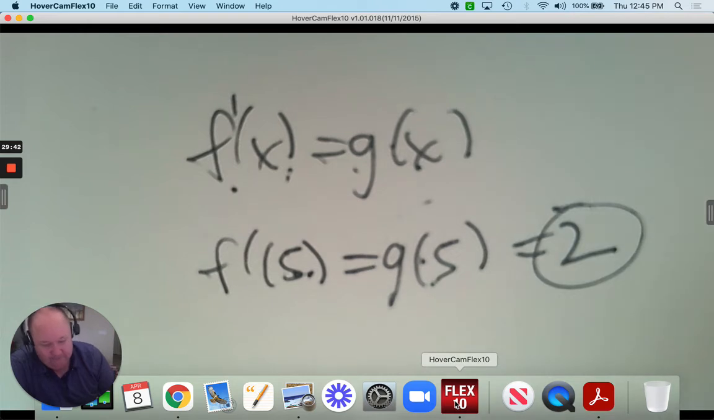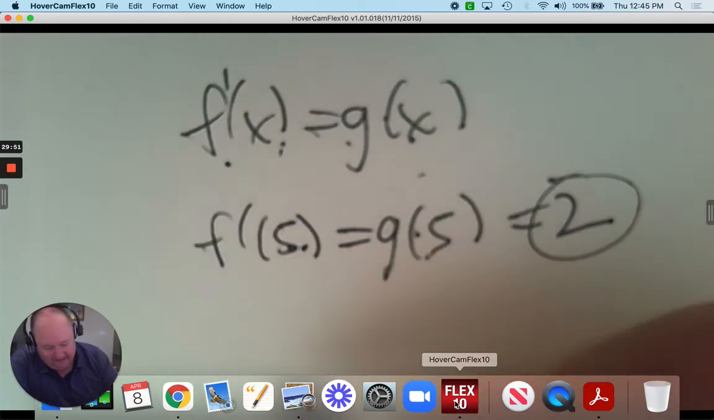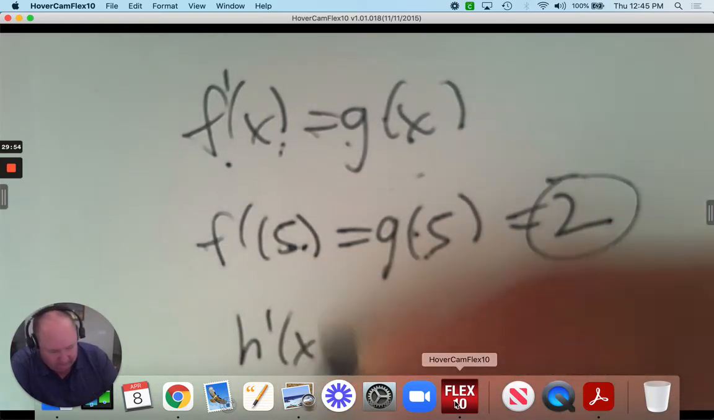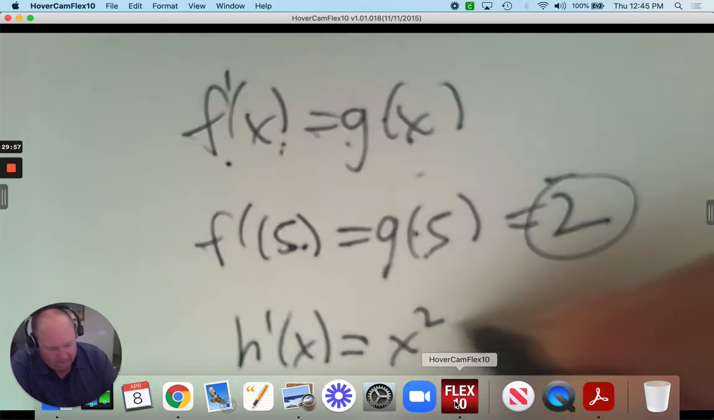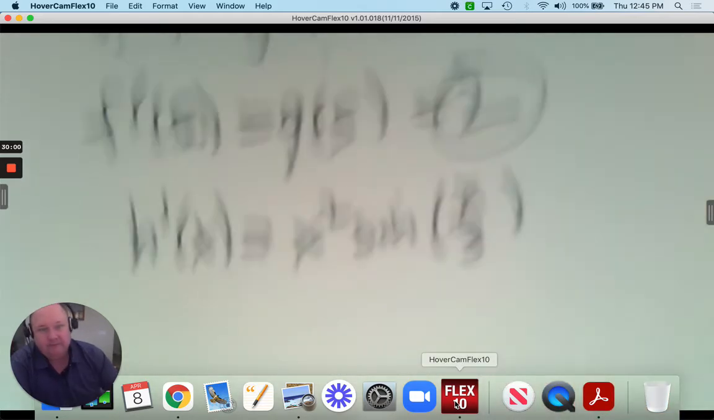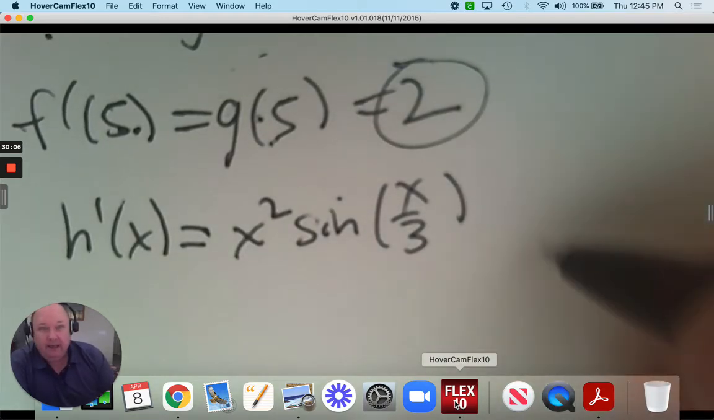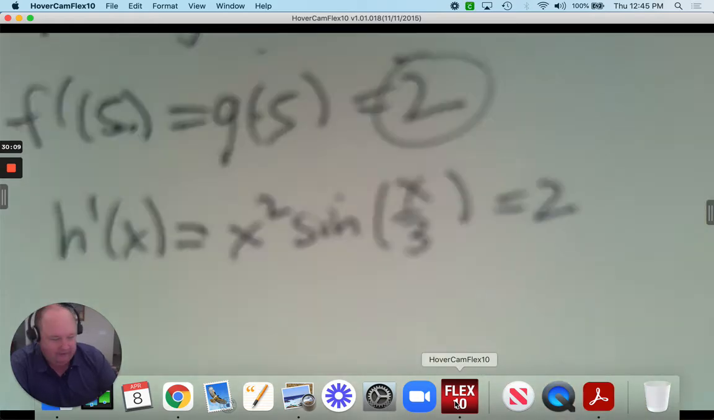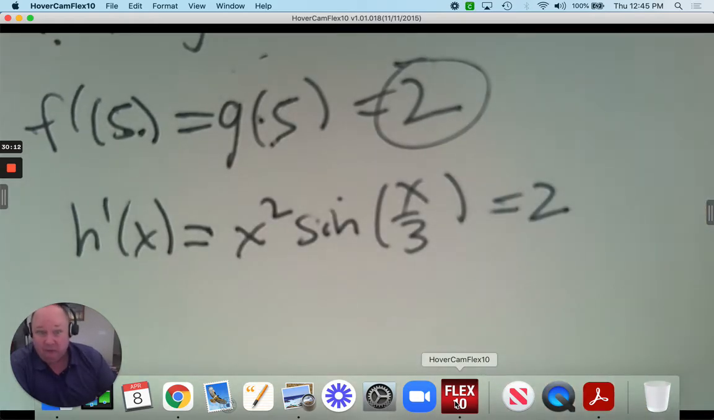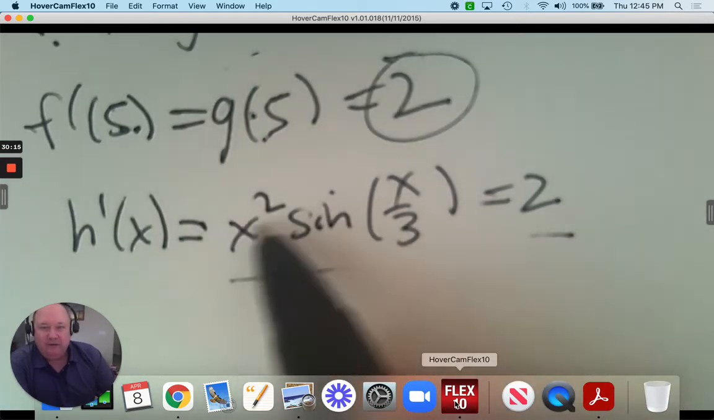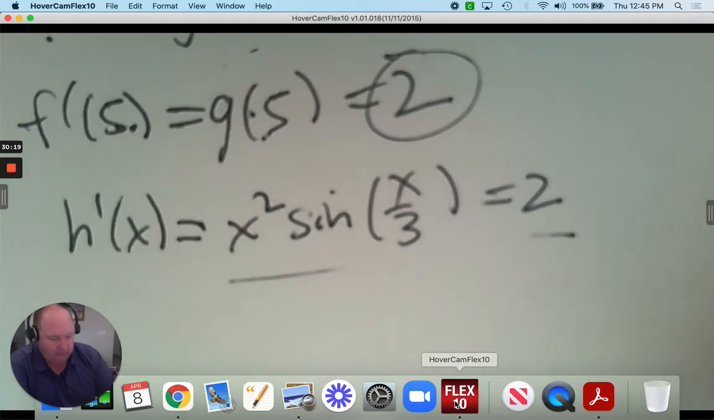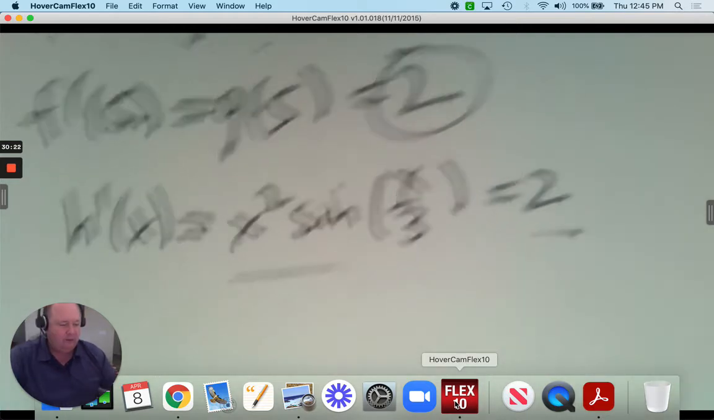Then it says h at x, or the derivative of h at x, is x squared sine of x over 3. And we're going to make it equal to 2 and solve it. That will give me the answer for a. So when you solve this, what's the value for this derivative where they're parallel, where they have the same slope? When you type this in, I think it's a good reminder to do this. How would I solve that equation? So let's do that together.